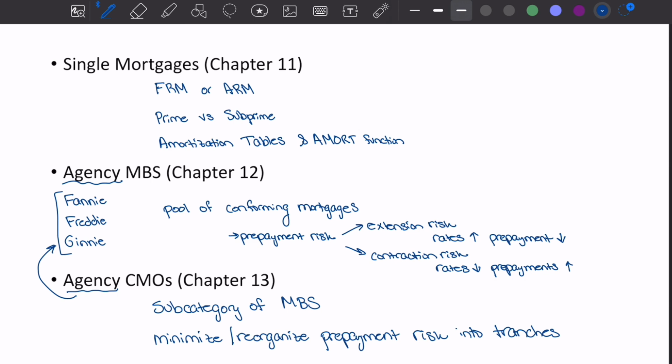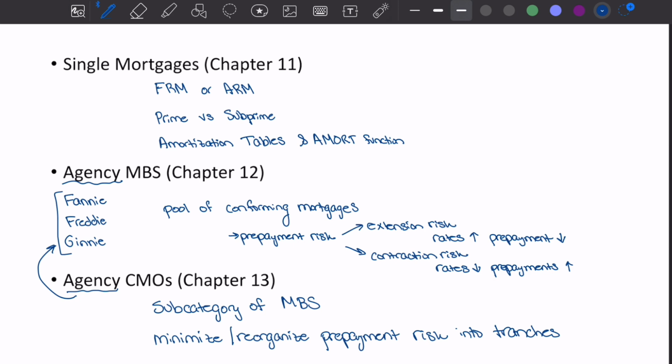Now, next up, we looked at agency mortgage-backed securities, right? So agency, that means it's some type of Fannie Mae, Freddie Mac, or Ginnie Mae security. And what they're doing is they're pooling together a group of conforming mortgages. So Fannie Mae and Freddie Mac group together pools of conforming mortgages and they issue mortgage-backed securities. So now if you own one of those mortgage-backed securities, you're receiving the interest and principal, right, or a fraction of the interest that those homeowners are paying.